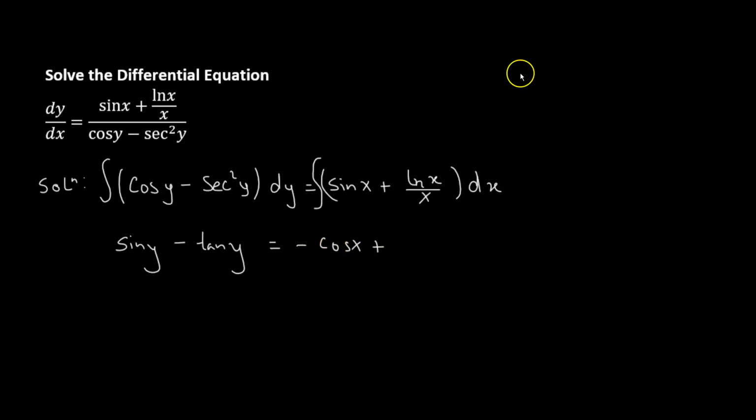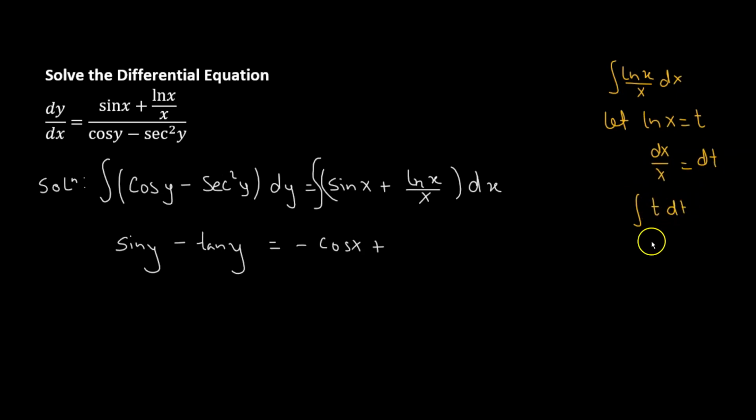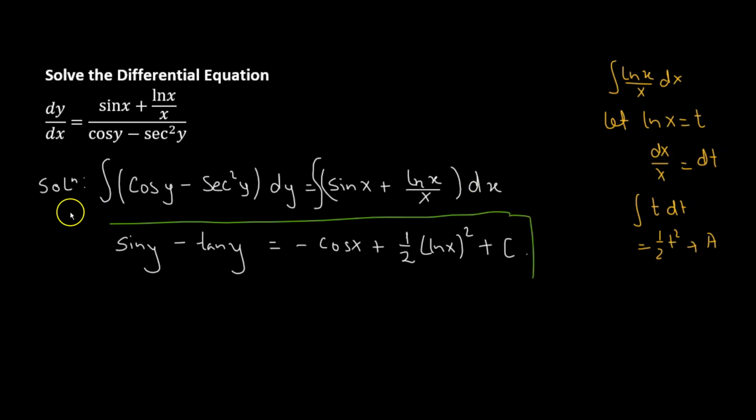So we have the integration of, let's do it separately, log of x divided by x dx. Here, if we assume that log of x equals t, differentiating both sides with respect to x gives us dx over x equals dt. That means we have t dt, which equals half t squared plus some constant of integration. So t here is log of x, and we get half of (log of x) whole squared plus the constant of integration c. And this is the required solution to the given differential equation.